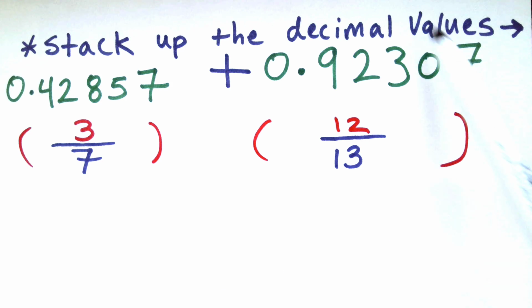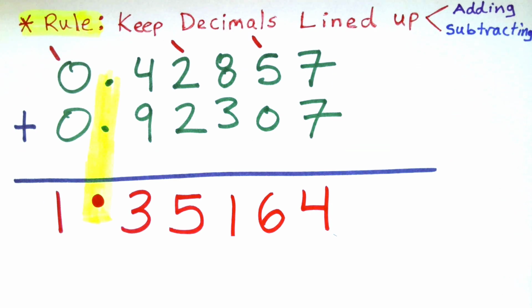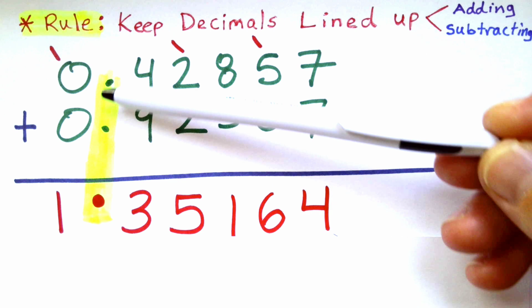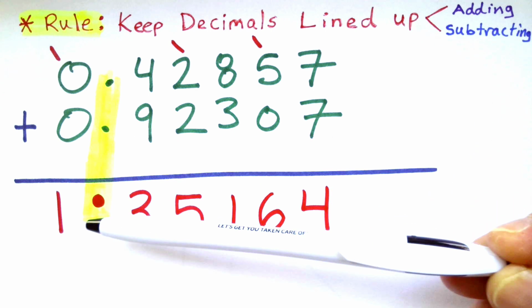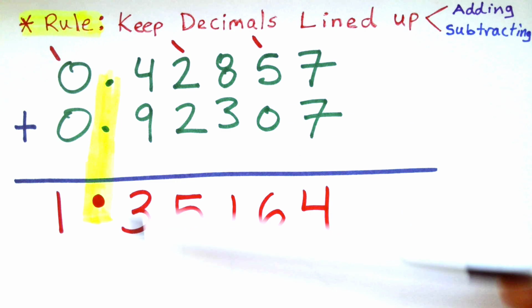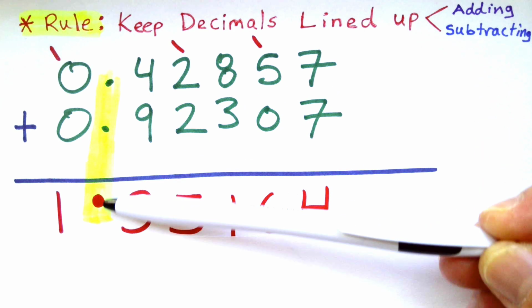So there's something really important you want to do with these decimal values. When you add or subtract, you want to stack them up and line up these decimal values. Let me show that to you now. Okay, so here's that rule I was talking about a second ago. Keep those decimals lined up when you add or subtract with decimals. So you can see these decimals are lined up even in the answer. It stays lined up when you add or subtract. Okay, the rule's different when you multiply or divide. But when you add or subtract, you just keep these decimals lined up.